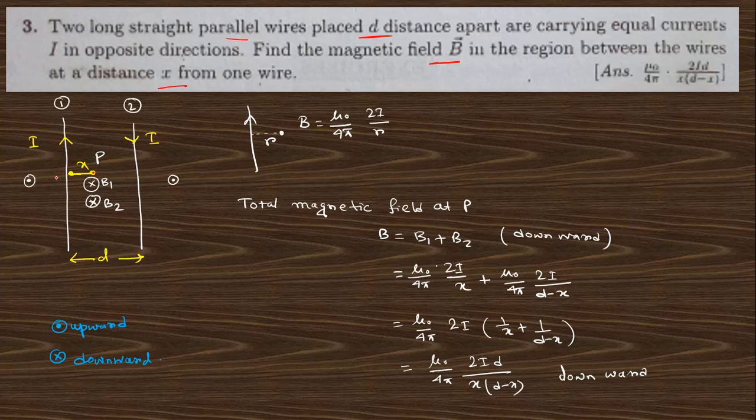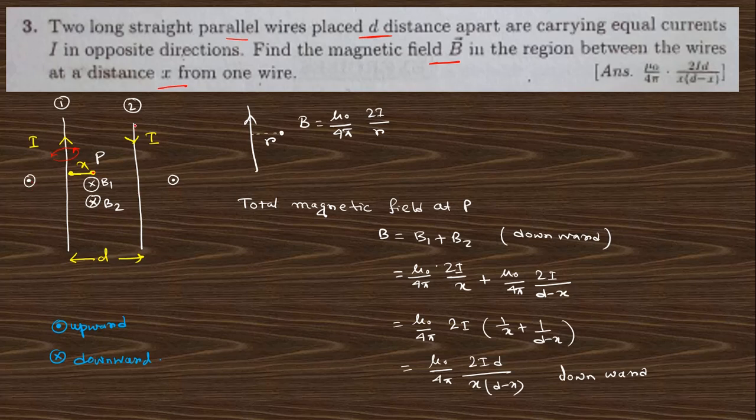Just take a curl around this wire, with the thumb along the current direction and the four fingers wrapping around the wire. You can get the direction of the magnetic field just like that. This will be the magnetic field along here. Here the magnetic field is inward, that's why it is taken as a cross notation, and this is outward, that's why a dot.